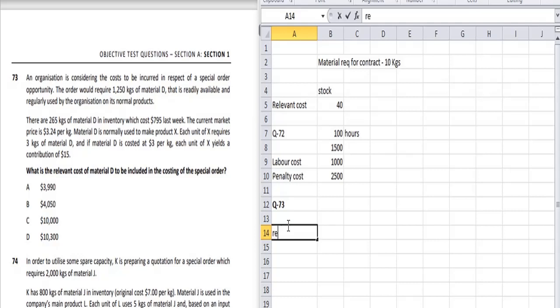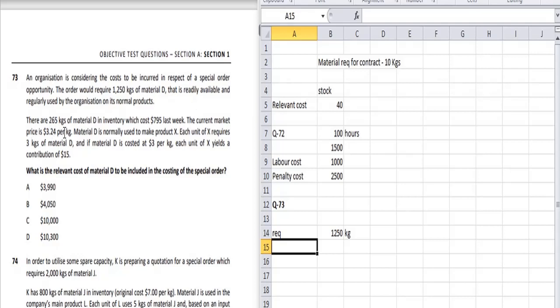So how much material is required? It requires 1250 kg of material, and this is readily available and regularly used by the organization in its normal product. As I told, we have to see whether this material is available in stock, or we need to purchase it from the outside, and whether it is regularly used by the organization or not. But in our scenario it is readily available and regularly used by the organization.